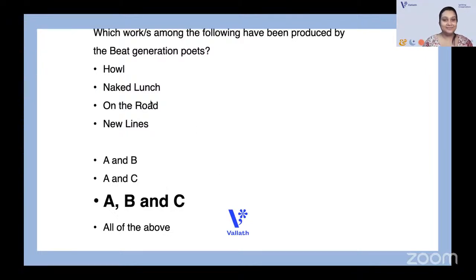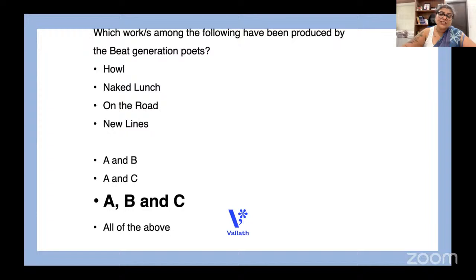Howl by Allen Ginsberg. Naked Lunch by William S. Burroughs. On the Road by Jack Kerouac. These are Beat works. Robert Conquest edited New Lines, which is associated with movement poetry.